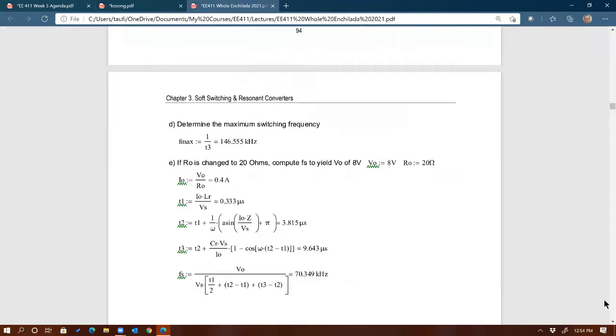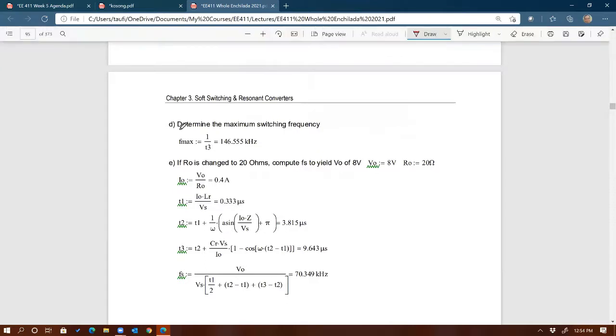Any questions? And then part D, determine maximum switching frequency. We learned from last week that it would be determined by time T3, right? So T3 is special because it defines our maximum switching frequency. So that's going to be 1 over T3, which gives you 146 kilohertz for this problem.